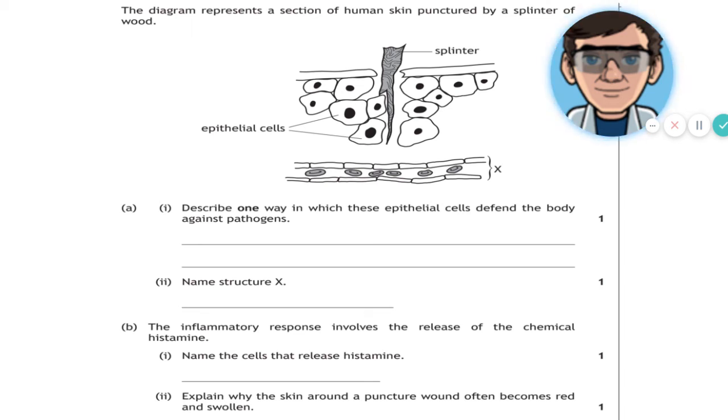Explain why the skin around the puncture wound becomes red and swollen. Need a bit more detail here. It's about explaining, but this question is still about histamine. So histamine causes blood vessels to vasodilate or causes vasodilation of blood vessels. That's descriptive. Explain it. This increases blood flow to the area, so therefore the area becomes red and swollen.